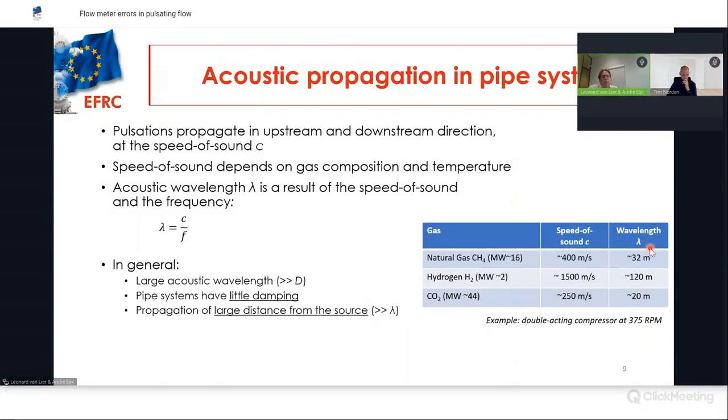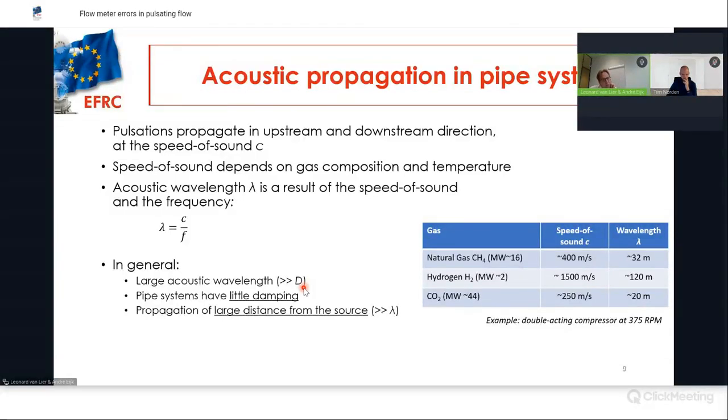So then typically the wavelength for that frequency would be 32 meters for natural gas, 120 meters, so quite long, for hydrogen, and quite shorter for the heavy gas CO2. So in general, you can see that the wavelength is typically much larger than the diameter of the pipe. And this is a good thing because this enables the use of simplified simulation methods. So 1D calculation tools are perfectly valid to study these effects.